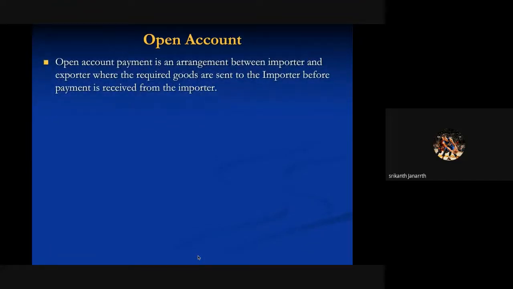So let us look at the two payment terms which we have not learned last year, because there is a reason why we are learning today: banks do not get involved in exchanging documents in these two payment terms. So, open account, what is this open account?